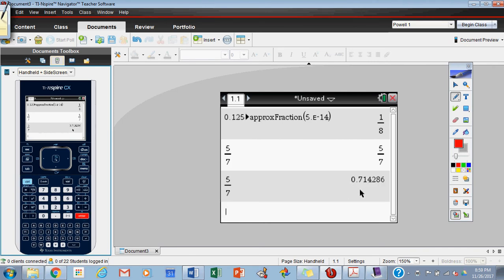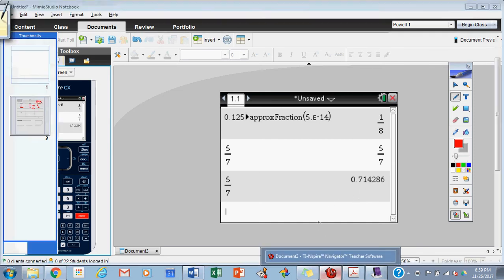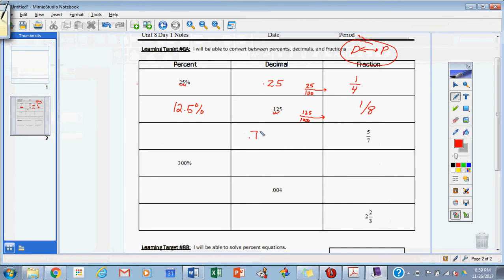So 0.714286. So I'm going to go back to my paper here, and I'm going to say 0.714286, and then to go to a percent, if I'm at a decimal, I move it 2 places over to get to a percent. So this is approximately 71.43%. Okay, so now one thing I see kids do is they make that 71% or 70%.